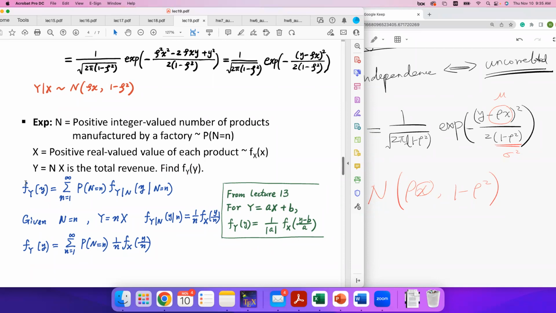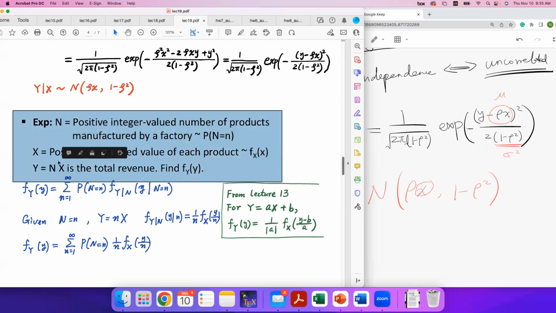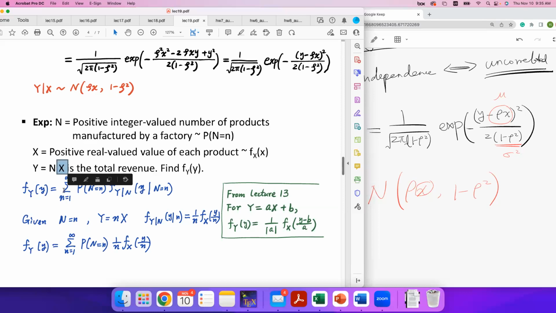So here, this FY, this total revenue clearly depends on two factors. One is how many products does the factory manufacture? And then the second factor is the value of each product. So we have to compute the marginal distribution of FY, we need to condition on these factors.